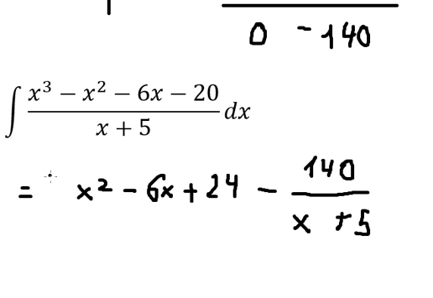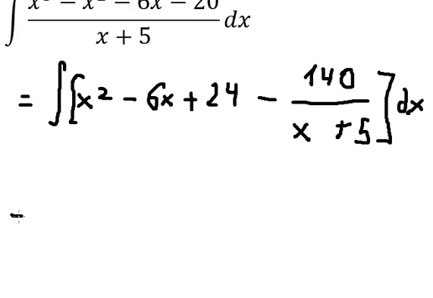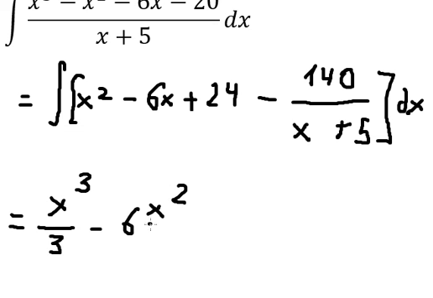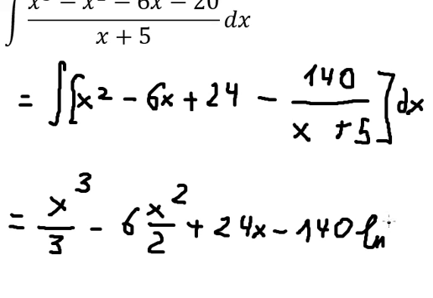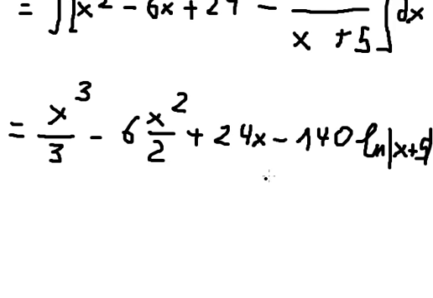And now we put the integration in here. And now we have the final answer. The integration of s squared, we have s to the power of 3 over 3. This one we have s squared over 2. This one we have 24s. And the last one we have negative 140 ln of the absolute value of s plus 5. And then we put c in here. This is the end.